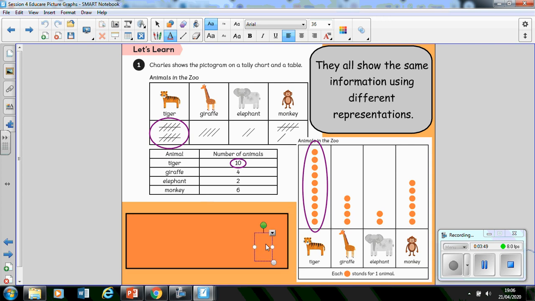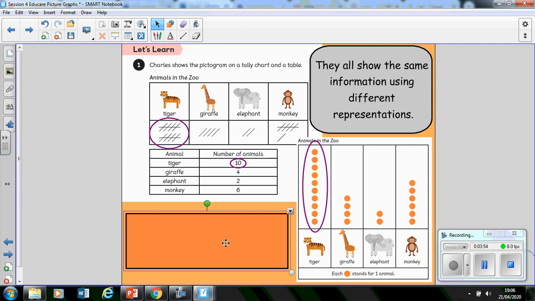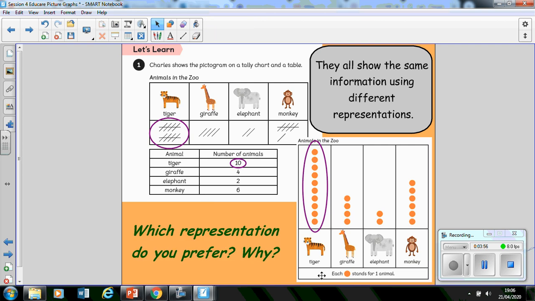Now, I have a question for you, and I'm going to reveal it just now. Which is the representation you prefer most? Could you tell your learning partner why you prefer that one? Would you like the pictogram the most, or would you prefer the table, or would you prefer the tally chart? Which representation of data would you prefer the most and why? Have a little discussion about that and we'll come back together.